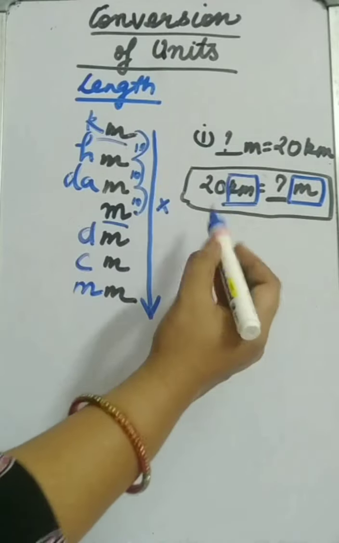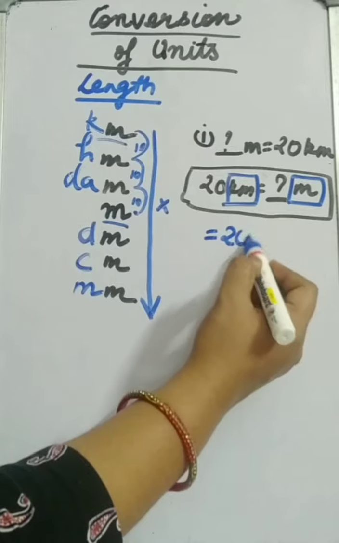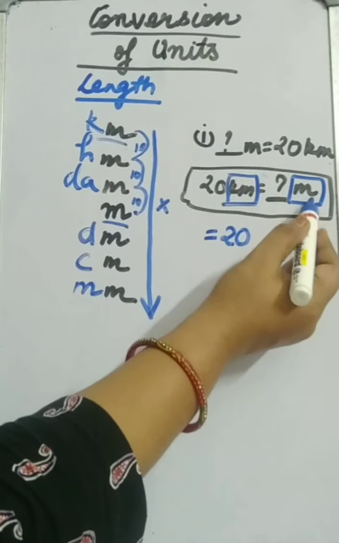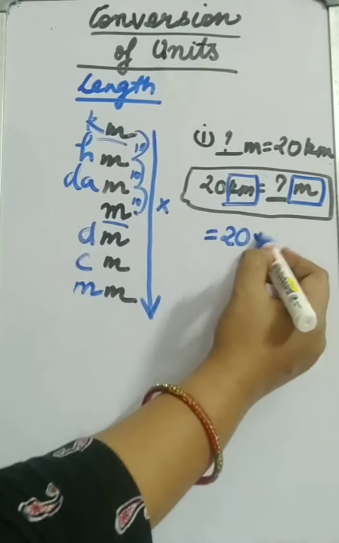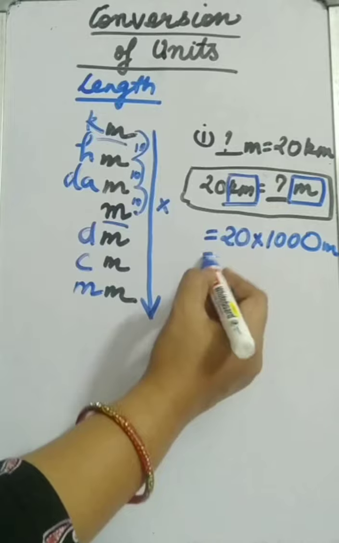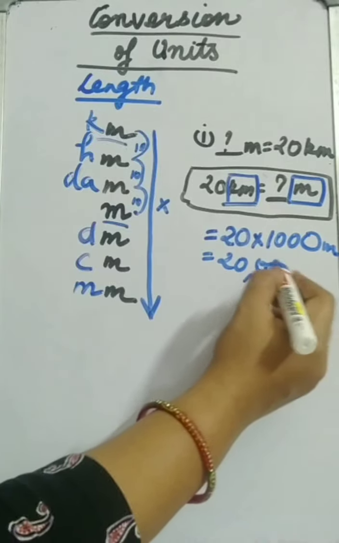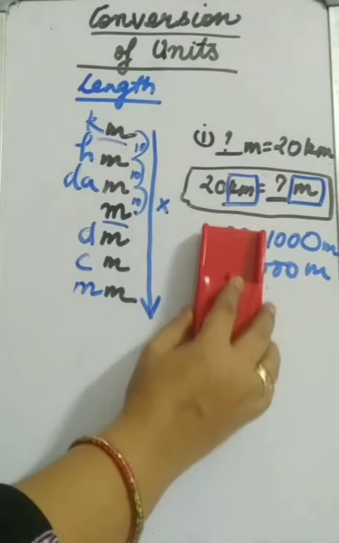So what will I do over here? 20, I will write as it is. Then kilometer has to be converted into meter, so I have to multiply by 1000. So what is the answer? 20,000 meter. Very simple. Okay, let's take one more example.